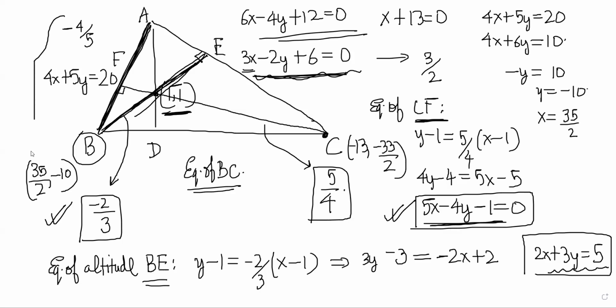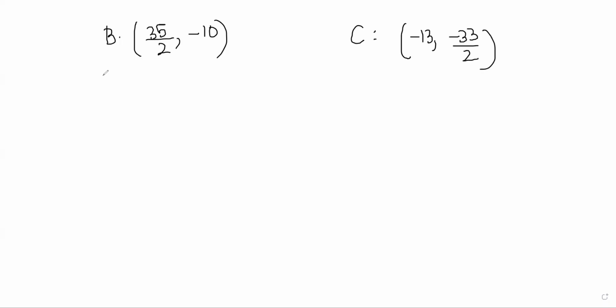So now I have both the points B and C. And now the equation is pretty simple. It is the 2-point form equation of line BC. So basically I have found B to be (35 by 2, minus 10), and I have found C to be (minus 13, minus 33 by 2), right? And by 2-point form, I can write the equation as y minus minus 10, so y plus 10, is equal to the slope of this line. Now see, it will come out to be 13 by 61, as I expected, I think.